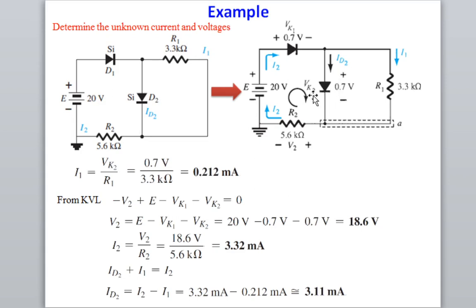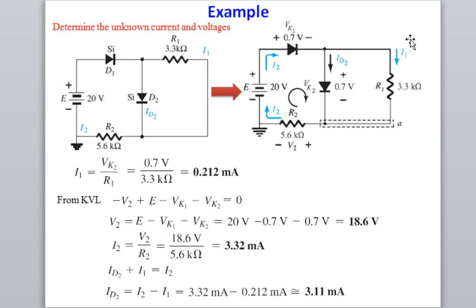So if this is 0.7 volt, this means across this resistance R1 there should also be a 0.7 volt voltage drop. It means the voltage drop across this resistance should also be 0.7 volt, because this is a 0.7 volt battery. So this 0.7 volt, this 0.7 volt.